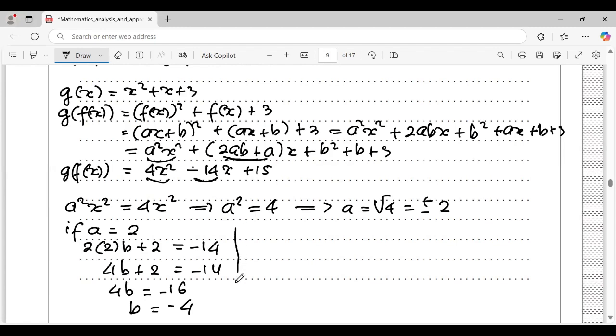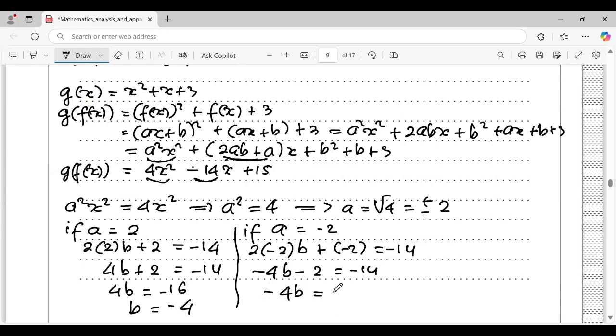Now, if a equal minus 2, so it becomes 2 times minus 2, b plus minus 2 equal minus 14. Minus 4b minus 2 equal minus 14. Minus 4b equal minus 12 because minus 14 plus 2, and b equal 3 because minus 12 divided by minus 4.